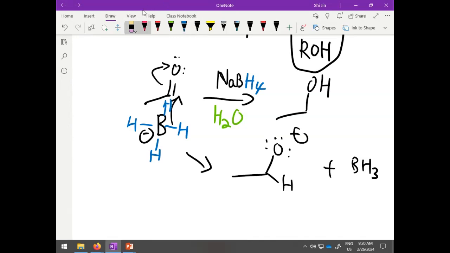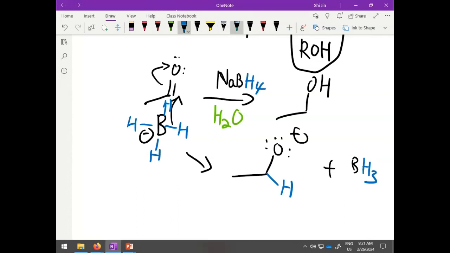So if you're doing this, the hydrogen on the carbonyl carbon comes from the hydride reducing agent. Basically the hydride means this pair of electrons will be donated to the carbonyl carbon, forming a bond here. Then this is an addition reaction. The pi bond opens and becomes a lone pair. This BH bond breaks, so they become BH3.